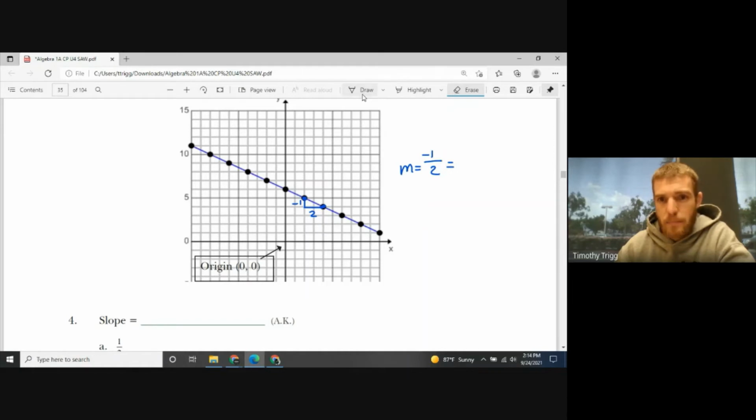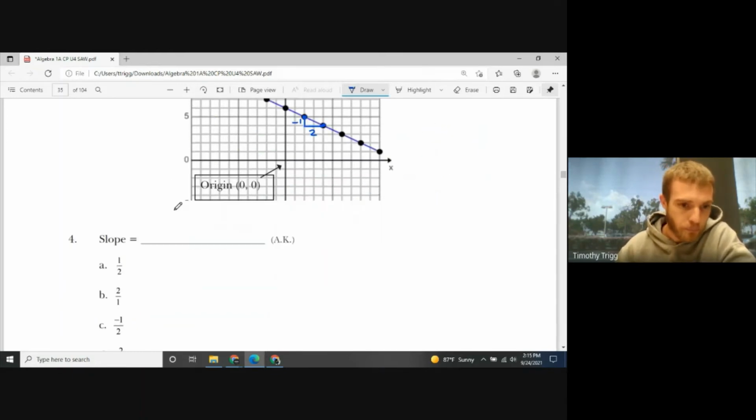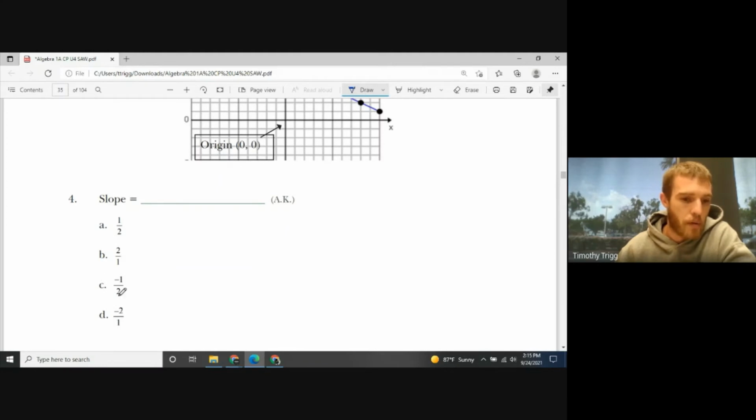With negatives on a fraction, you could put the negative on the numerator or on the denominator, or you could put the negative in front of the fraction like this. These both mean the same exact thing. I usually like to put my negative on the numerator, but you'll also see it in front of the fraction. Sometimes you'll also see the negative in the denominator, but that's more rare, and it also means the same thing. So our slope is negative 1/2.